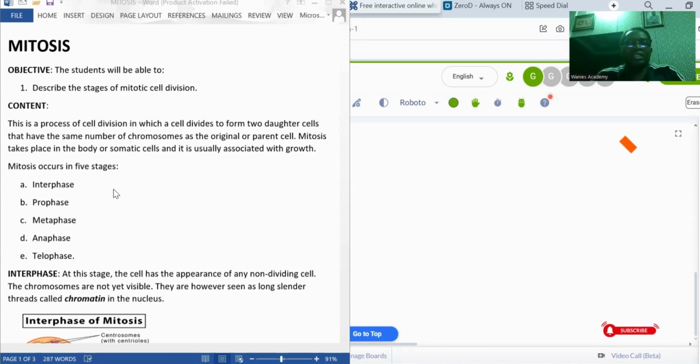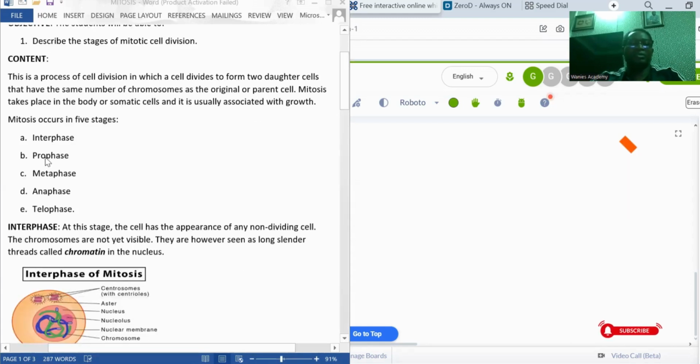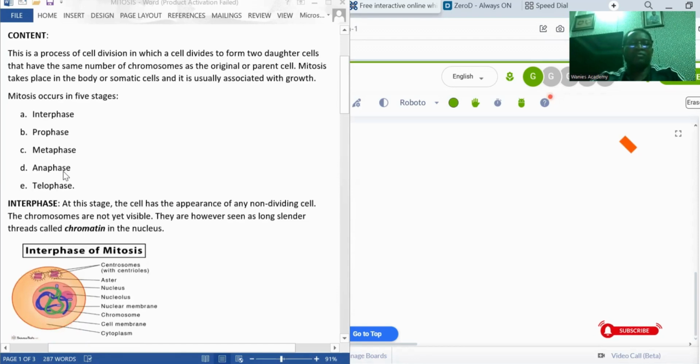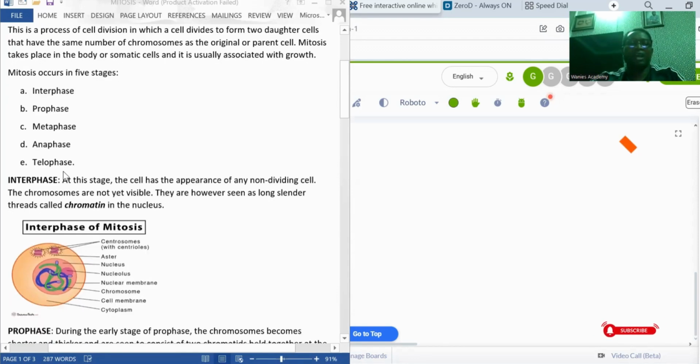Mitosis takes place in growth regions of the body. That means the somatic cells in the body that are related to growth. There are 5 stages in mitosis. 1 is the interphase, 2, prophase, 3, metaphase, 4, anaphase, and 5, telophase.